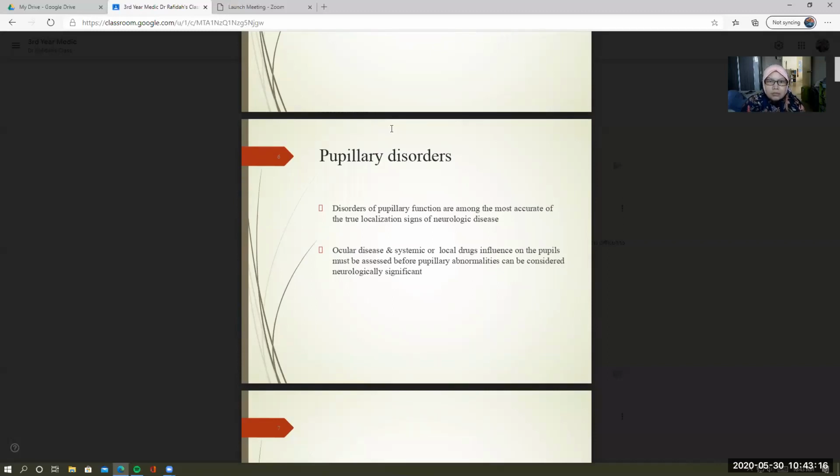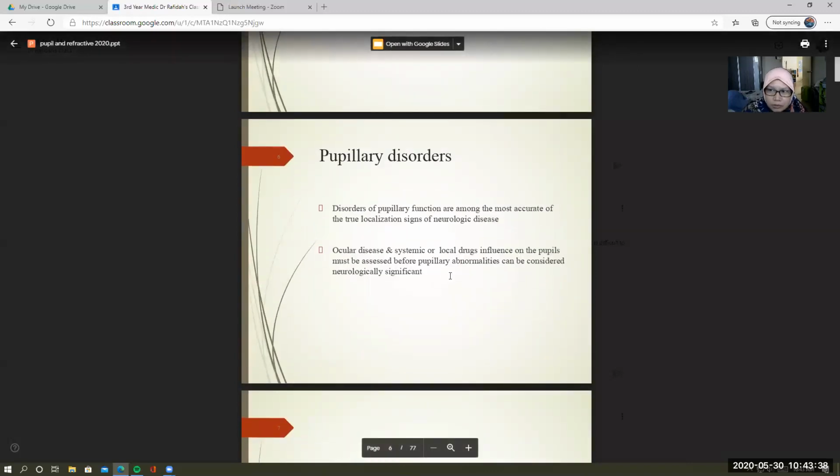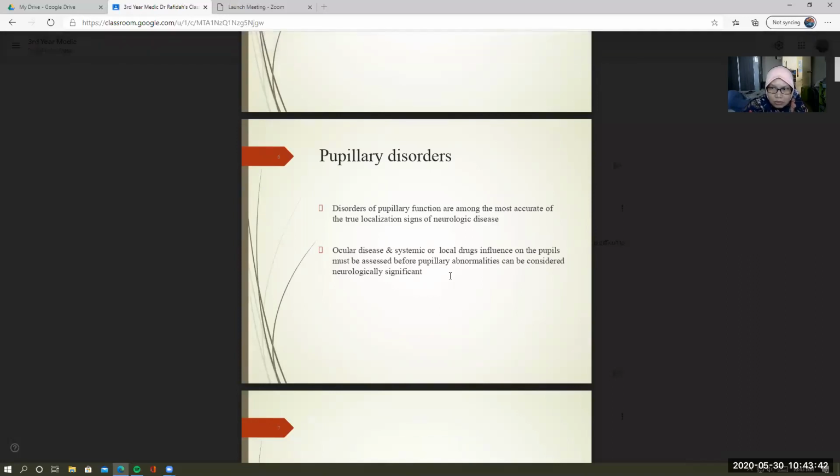Okay, now we are going into the pupillary disorders. Okay, so the disorders of pupillary function are among the most accurate localization signs of neurological disease. Ocular disease, systemic or local drugs can influence the size of the pupil. Okay, who can give me an example? What are the drugs that can cause pupillary disturbance? Okay, so one good example is morphine. So what is the action of morphine on the pupil? Perhaps you guys can tell me later.